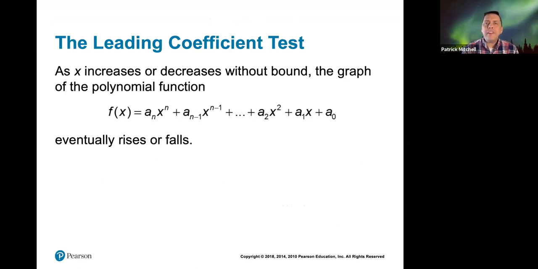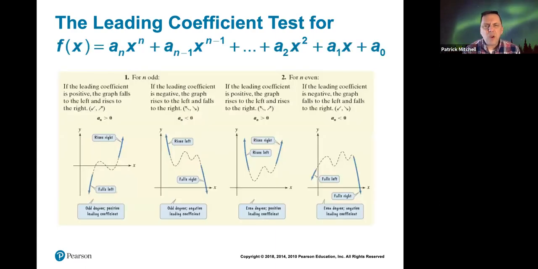All right, so we have the leading coefficient test, which says that as x increases or decreases without bound, the graph of a polynomial function eventually rises or falls and does not go like this. Here's a more complicated version of the thing that I just scribbled for you. I think I like my version better. It's a little simpler, so I'm not going to hang around this slide very long. It says exactly the same thing I just showed you on the tablet.